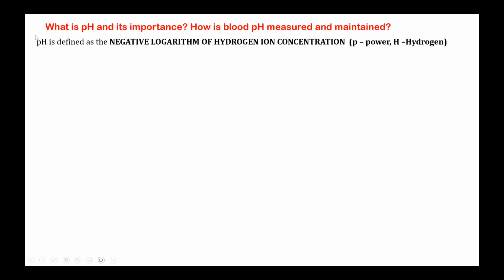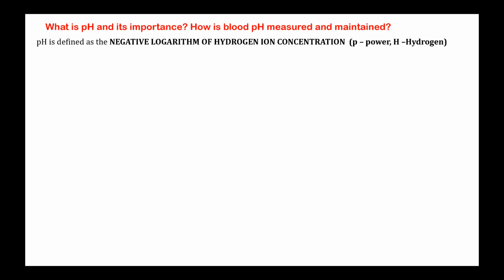So, pH is defined. Why is this P written as a small letter and H as a capital letter? That is another question in the viva they may ask you. Any idea? H is the symbol of hydrogen, so it is written in capital.